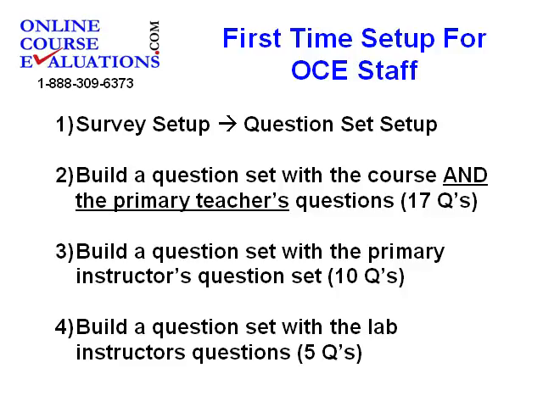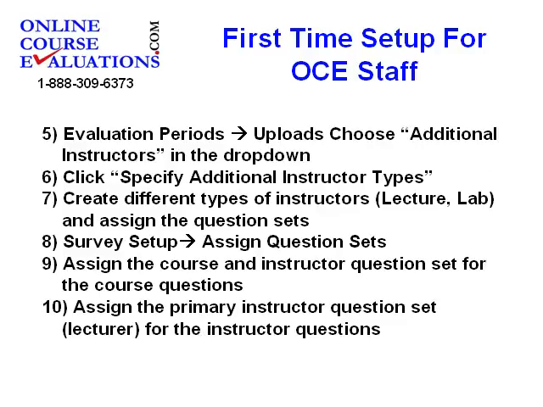Step 4, create any additional instructor types question sets. So if you've got like a TA question set, or in Bob's question set for this example, he only gets 5 questions, then set those questions up. Step 5, go to Evaluation Periods, Uploads, and choose the additional teachers in the dropdown. Step 6, specify the additional instructor types so that we know what to upload. These are the ones you're going to upload in the additional teacher upload. Step 7, create the types and assign the correct question set for the primary instructors and the additional.